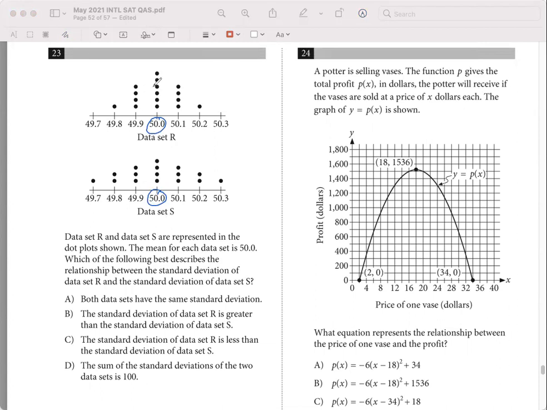The bunching is greater around the mean in data set R. And standard deviation is deviation from the mean. So we see that the deviation from the mean is greater in data set S compared to data set R. So the standard deviation of data set S is greater, which means the standard deviation of data set R is less than the standard deviation of data set S, option C.